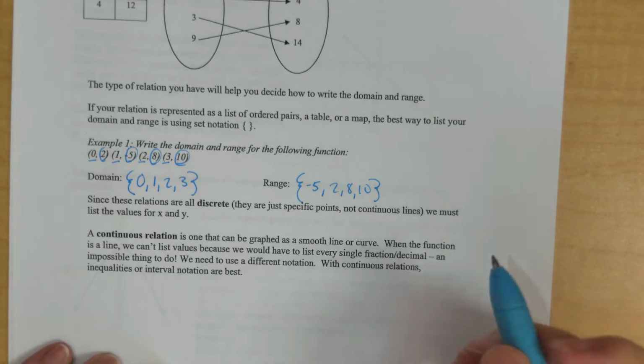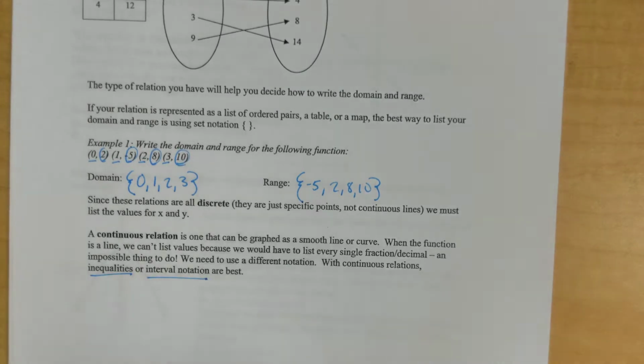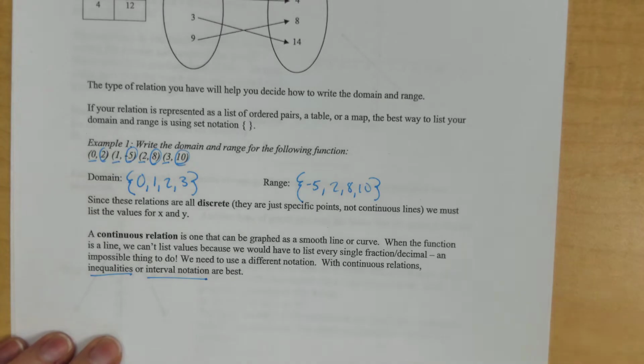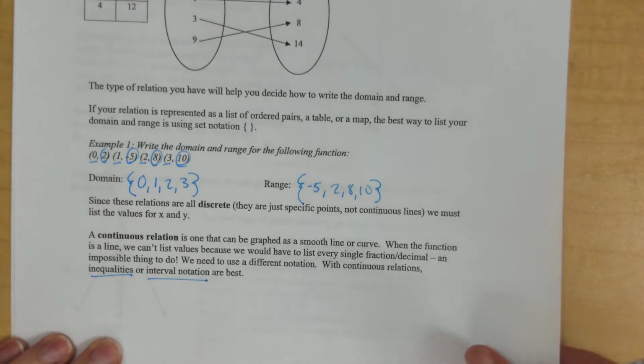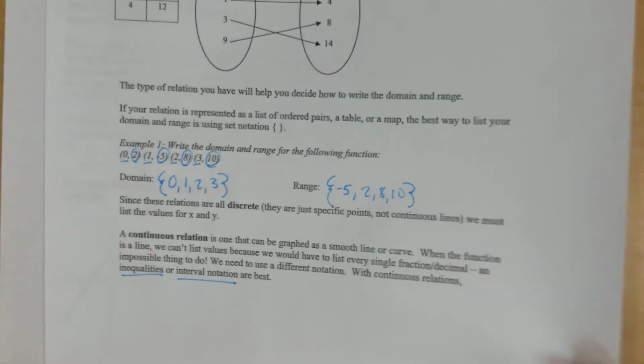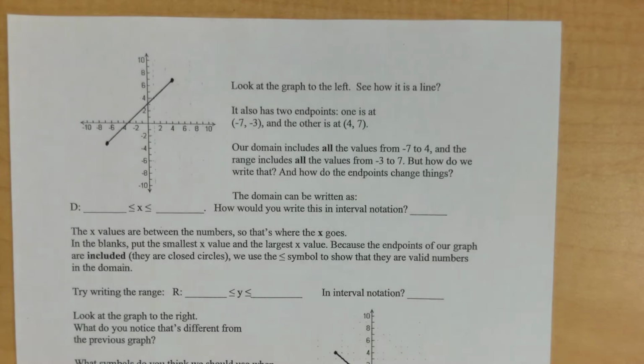So we would need to use a different type of notation. With continuous relations, we want to use inequalities or interval notation, and we're going to practice using both of those. We've really already done our discrete and talked about that in the last couple of days, but today we're going to focus in on what happens with continuous graphs and continuous relations.